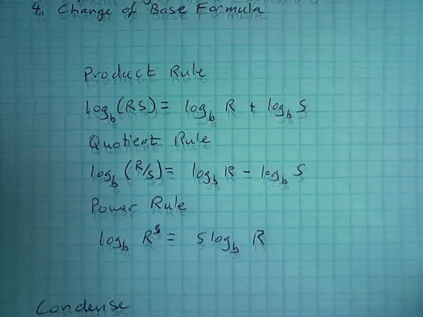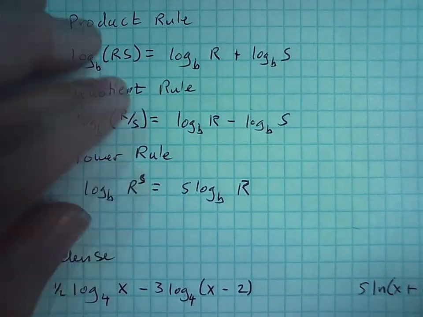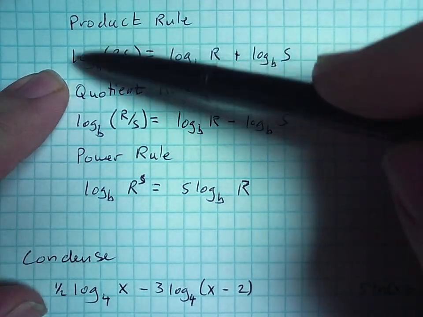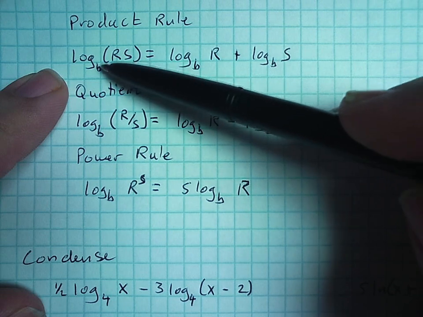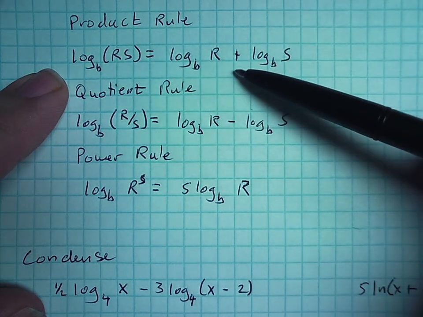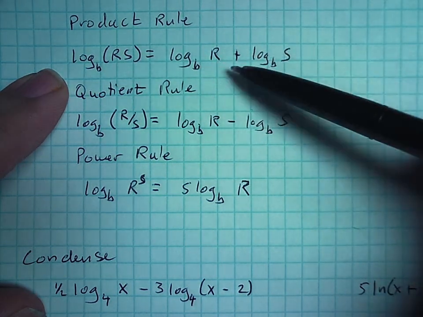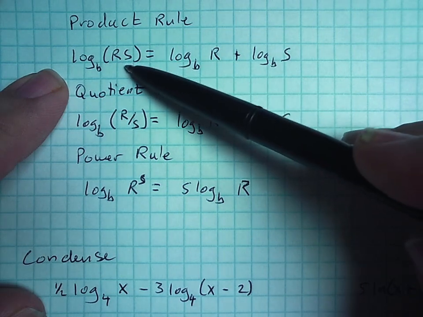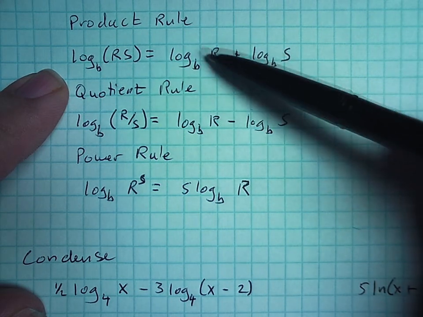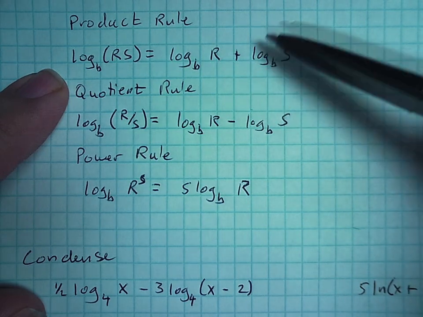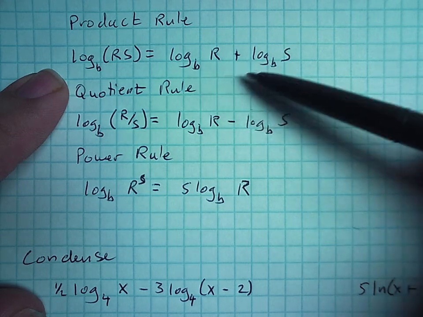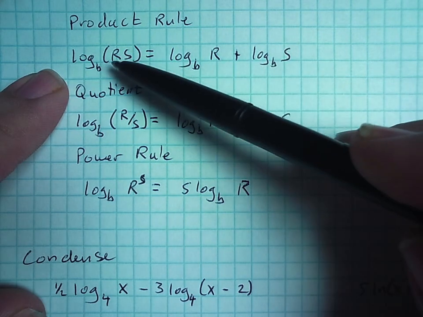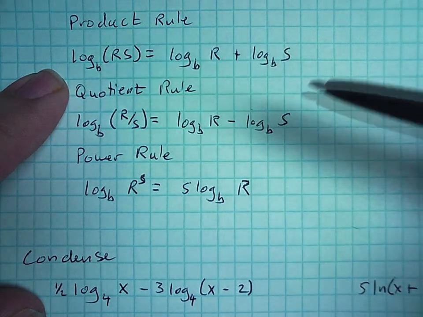So the product rule, the quotient rule, and the power rule are as follows. If you have a logarithm of a product, that is, there's multiplication inside your logarithm, you can split it to be the sum of the logarithms of the two factors. So log base b of r times s is the same as log base b of r plus the log base b of s. You can use this backwards, so if you have two logarithms added together, you can combine them into one logarithm by multiplying the insides.